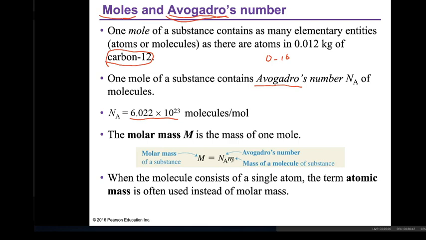For example, for carbon-12, you can do a search of what is the mass of a molecule of carbon-12. When you multiply it by Avogadro's number, you will get the molar mass, which is 12 grams. And when moles consist of a single atom, the term atomic mass is often used instead of molar mass.